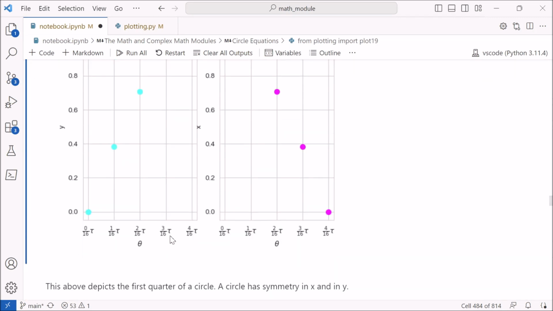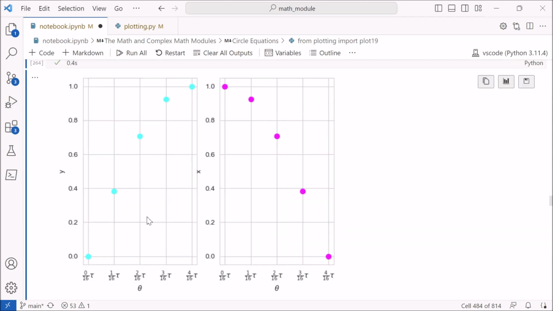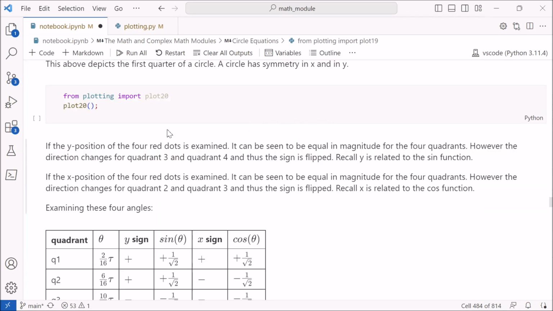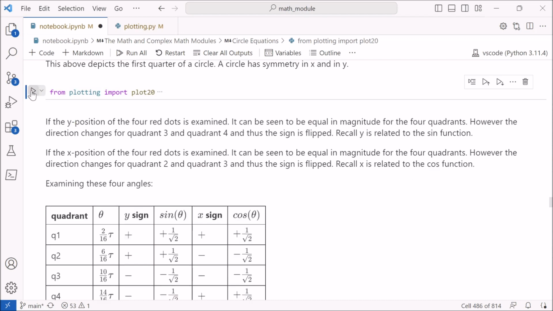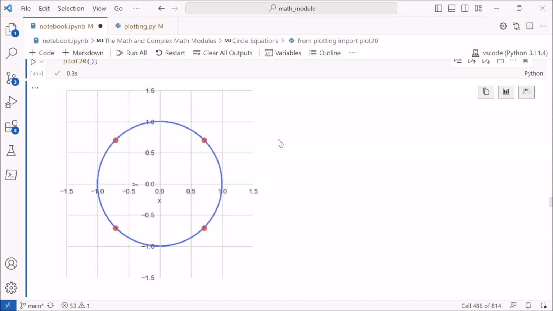So the above depicts the first quarter of a circle. Now a circle has symmetry in x and y. So if we have a look at the plot of a circle and we just take a single data point. Here we've got one data point, and if we take the x value, it's going to be positive here.